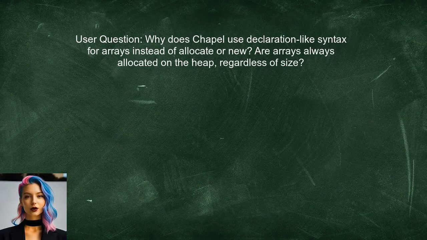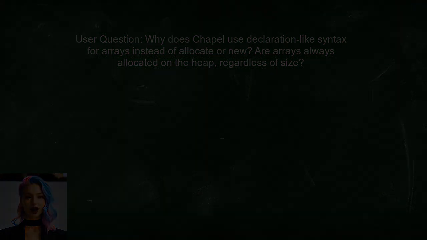Let's look at a specific question from a user. They asked why Chapel uses declaration-like syntax for arrays instead of the typical allocate or new syntax. They also want to know if this means arrays are always allocated on the heap, regardless of their size.